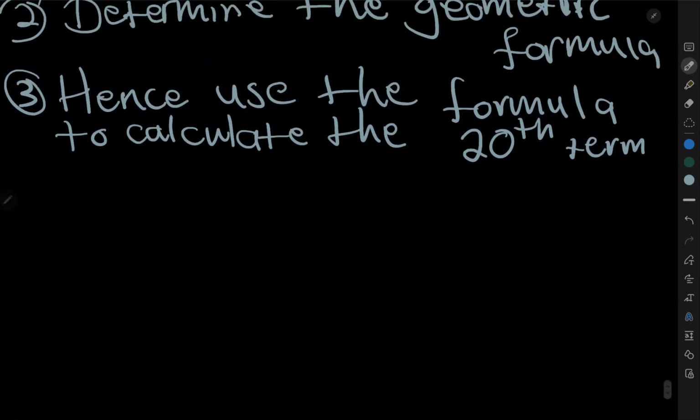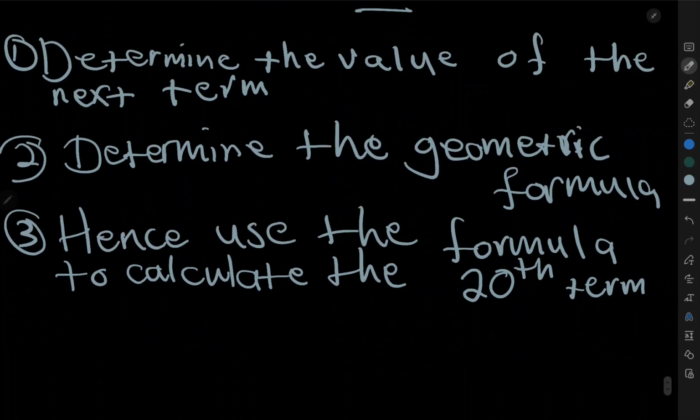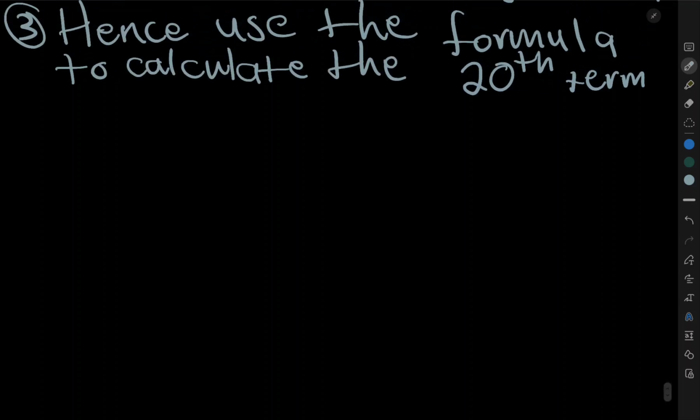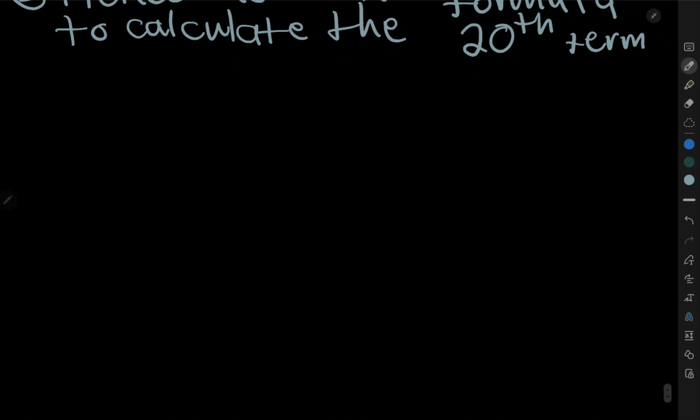Let's assume that this is a geometric pattern. Assuming is wrong in math, by the way, so please don't assume in many cases. Use the information that you're given and try to determine using that information. So let's say, for example, they already told us that this is a geometric pattern.